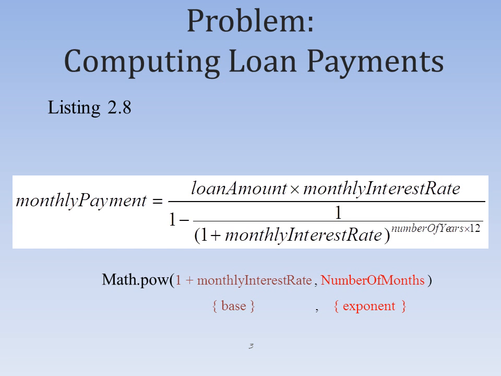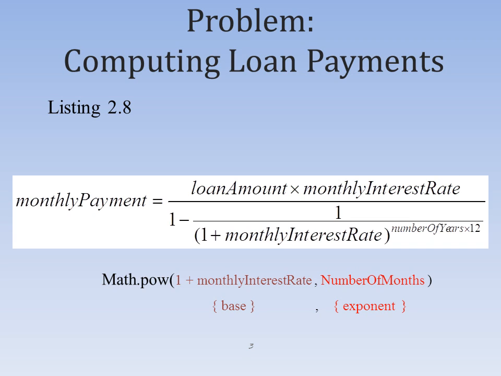Well, just as a matter of review, we ended the last session talking about a program that would compute loan payments. It's listing 2.8 in your chapter. It needed to explain how to take that amount, 1 plus the monthly interest rate, and raise it to an exponent, number of years times 12, which is basically the number of months that a loan is outstanding.